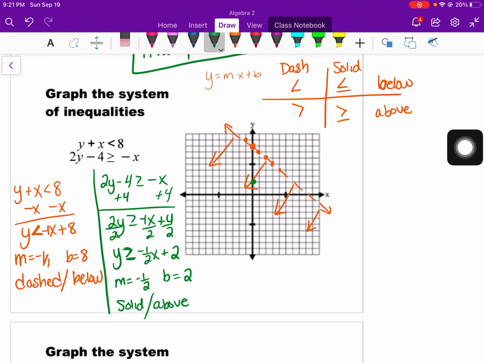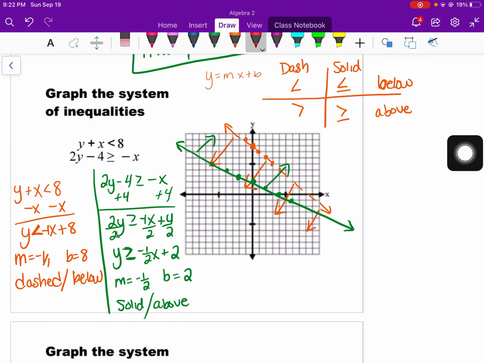Slope of negative 1/2 is up 1 to the left 2, or down 1 to the right 2. So I want to make sure that I'm going one positive direction and one negative direction for rise over run. And then this is a solid line, and I'm going to be shading above, so the y values that are greater than that line are up here, so we can see that they intersect in this area in between. So I'm going to shade that in between there.